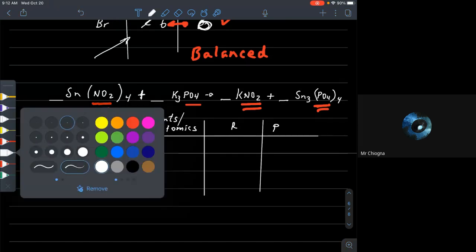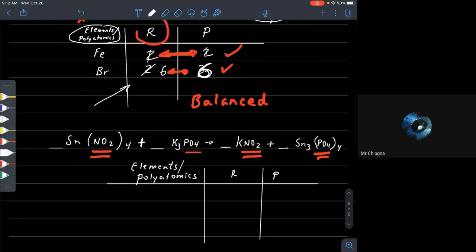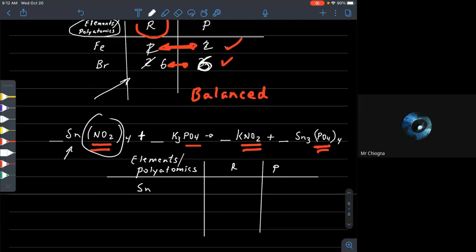Let's go through. There's tin, Sn. Now, we come to this. I can break it up into individual elements, into nitrogen, oxygen. That will still work. The quicker way is write it as a polyatomic. When? When it's on the right side as well. When each of the polyatomics is on the right. They all have to be on the right. Otherwise, you can't do this. It just makes it easier.